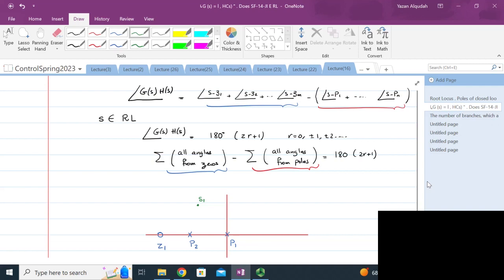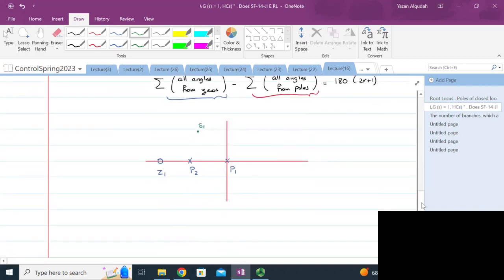Make sense? Now I can use this mathematically, or I can do it graphically. The same thing. So I can come here and plot lines to get the angles. Let's say that we have an angle here that is phi 1. This angle here is phi 2. And this angle is psi 1. What is the condition for S1 to belong to the root locus?